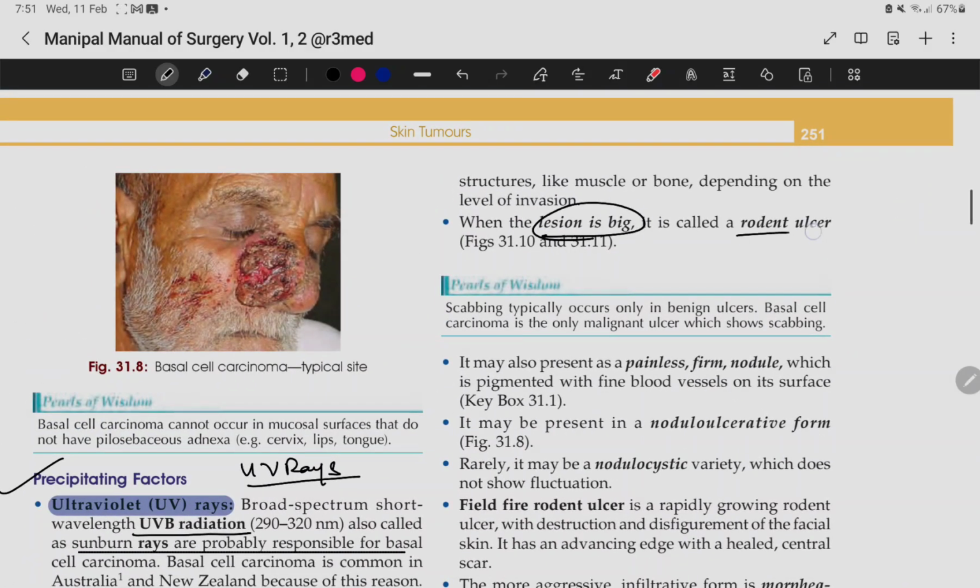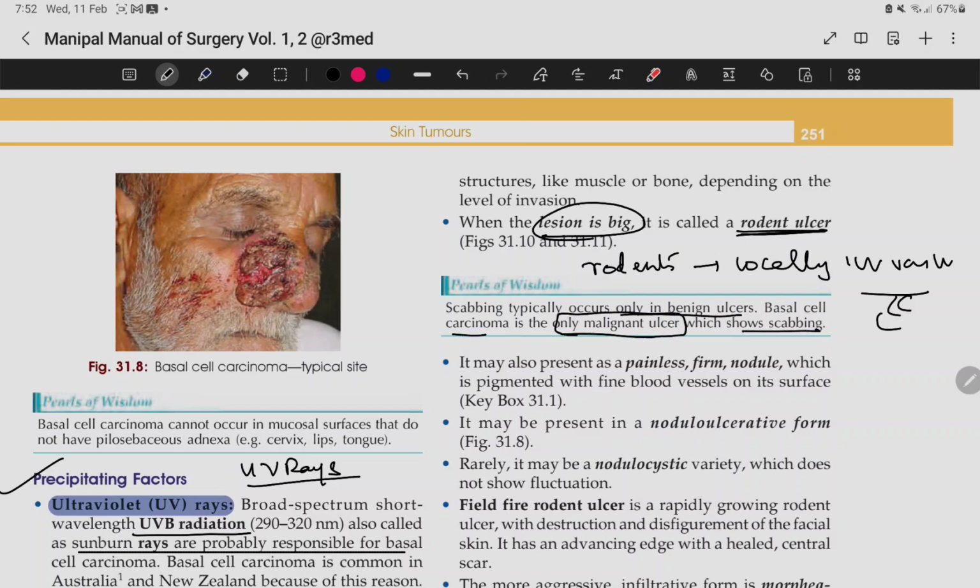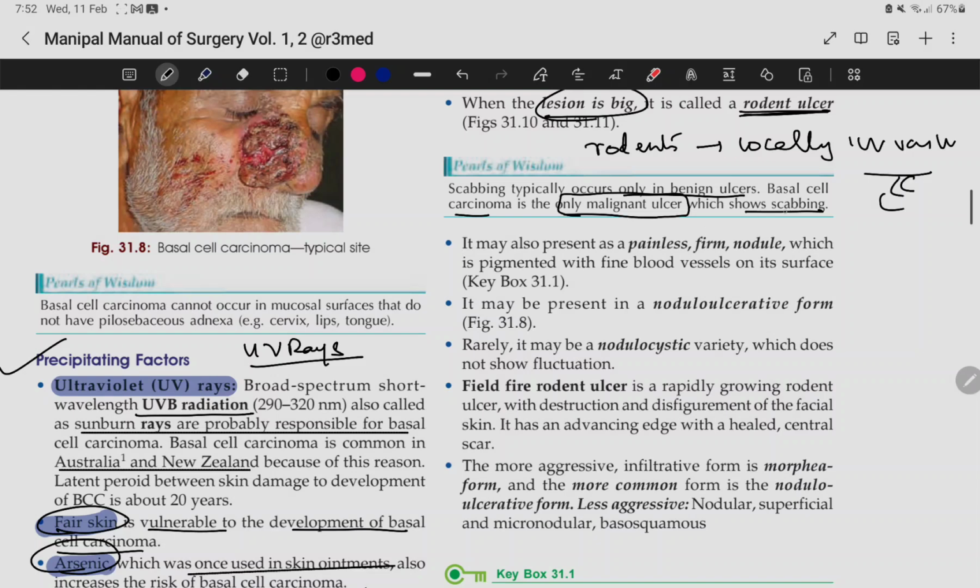When the lesion is big, it is called a rodent ulcer. The typical feature of BCC is that it is locally invasive. It spreads vertically and starts eroding into the depth of the skin from the surface. Hence it is called a rodent ulcer. Scabbing typically occurs only in a benign ulcer, and basal cell carcinoma is the only malignant ulcer which shows scabbing. It is painless, and may be pigmented with fine vessels. So it can be given in the question that it is associated with telangiectasia.